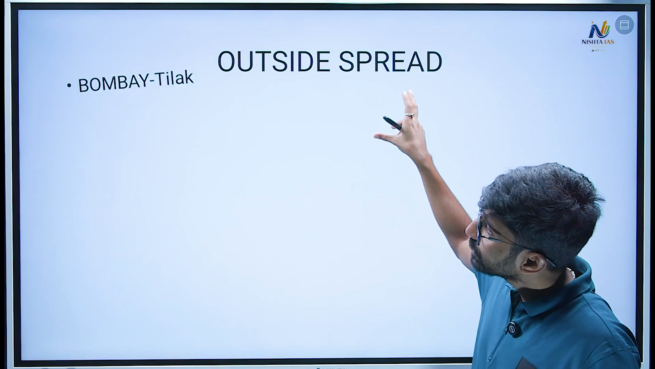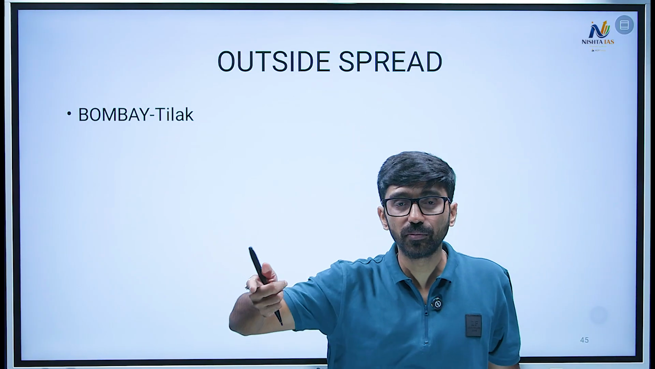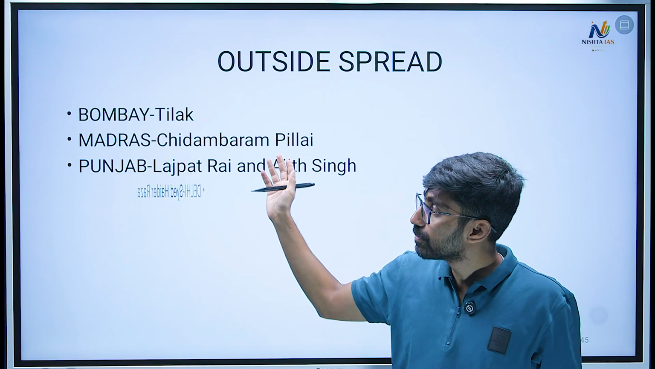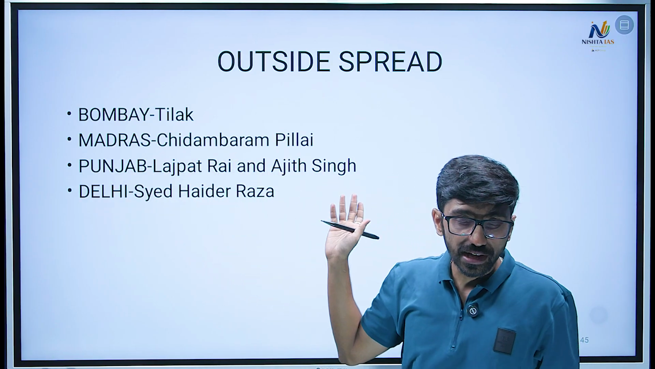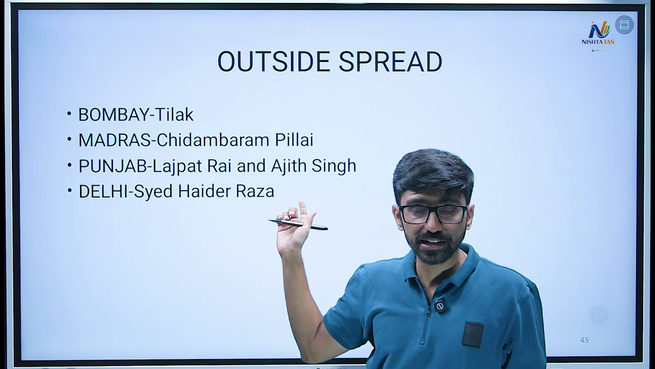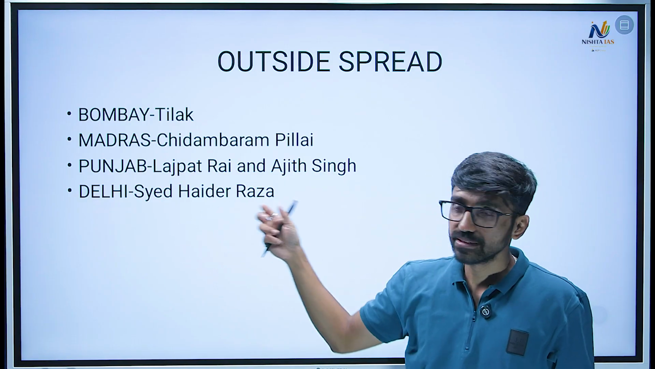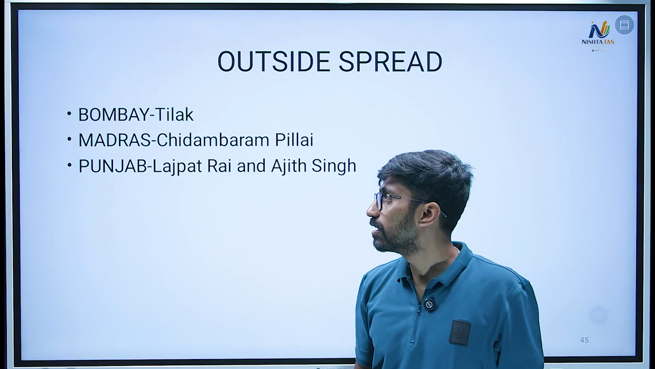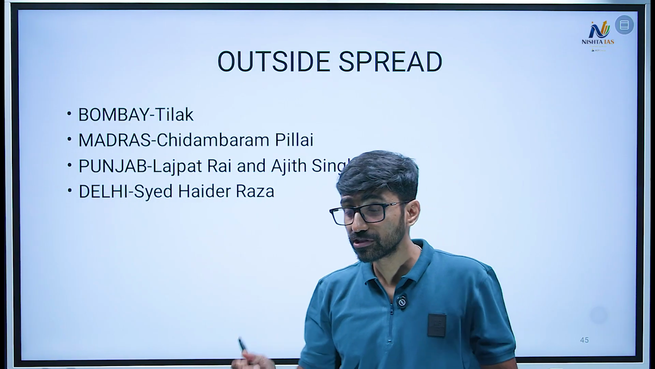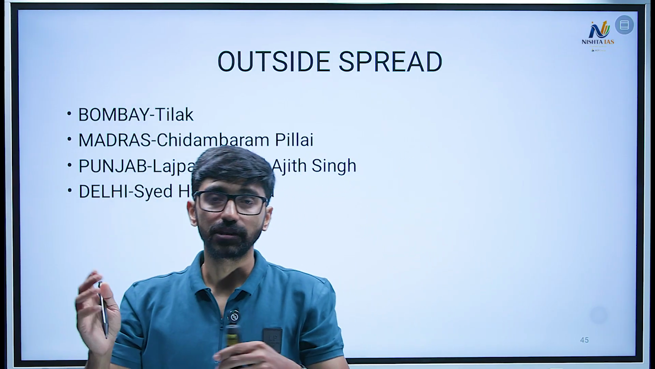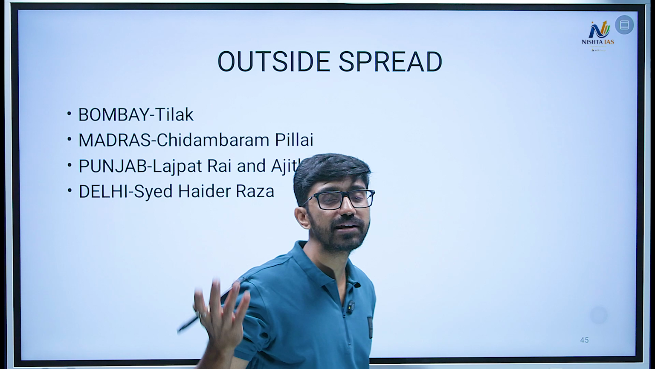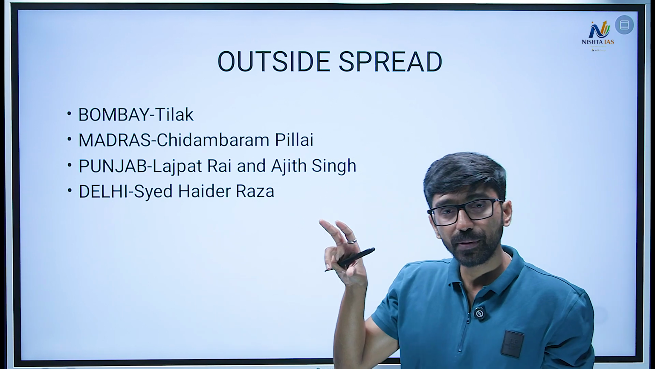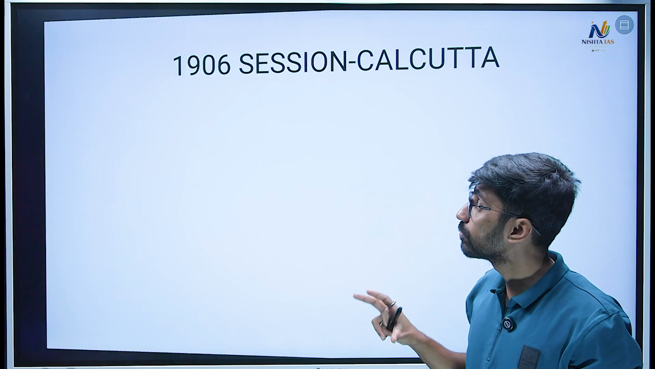Now, the spread outside. Who are the leaders who spread this movement outside? Tilak in Bombay, Chidambaram Pillai in Madras, Ajit Singh as well as Lala Lajpat Rai in Punjab. Ajit Singh was the uncle of Bhagat Singh. Then in Delhi, Syed Haider Raza. That is how they took this movement outside Bengal. Now it is too radical for the moderates, and differences are emerging. The extremists want to make it all-India, but the moderates want to keep it within Bengal only.